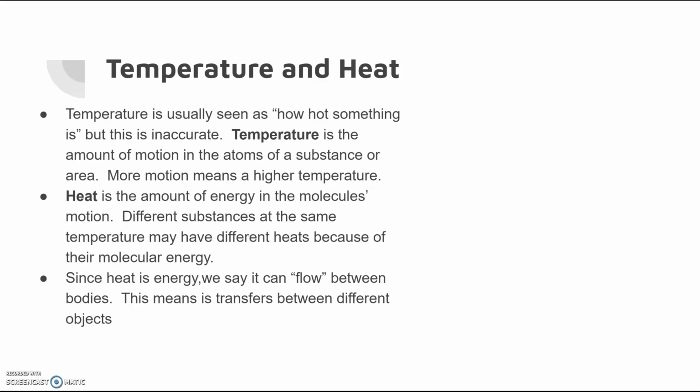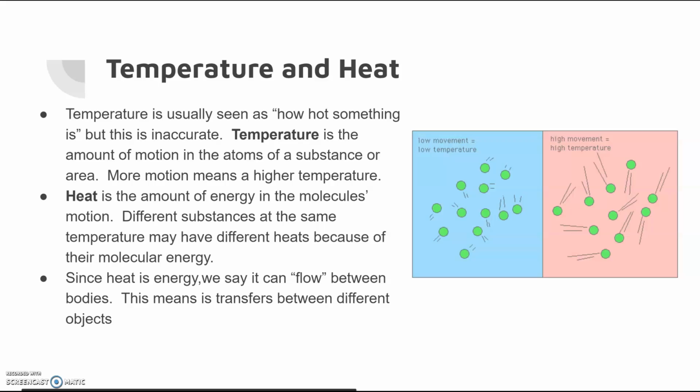Because heat is energy, we say it can flow between bodies. This means that you can transfer it between different objects. You can think of atoms as the little green balls. Lower movement will mean less temperature or lower temperature for the atoms of a substance or object. Higher movement of the atoms of a substance or object means a higher temperature.